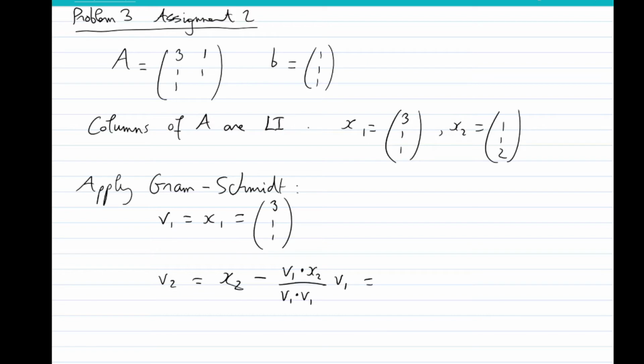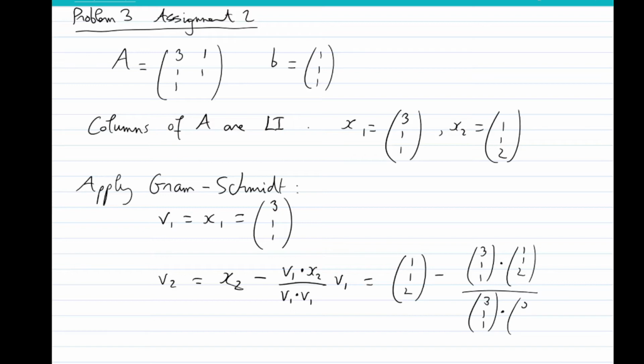And that equals, so X2 is the vector 1, 1, 2. I subtract from it V1, which is 3, 1, 1, dot X2, 1, 1, 2, divided by V1 dot V1. So 3, 1, 1 dot 3, 1, 1. And that whole thing is times V1, which is 3, 1, 1. Okay, so I get 1, 1, 2 minus, so that dot product is 3 times 1 plus 1 times 1 plus 1 times 2, so that's 6, and divided by 9 and 1 and 1, so that's 6 11ths times 3, 1, 1.